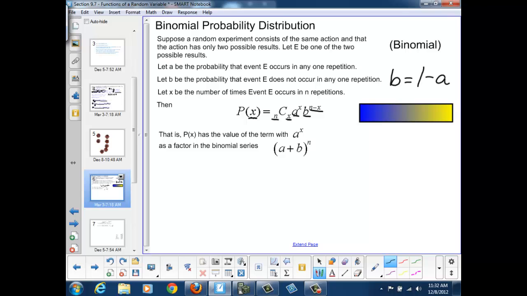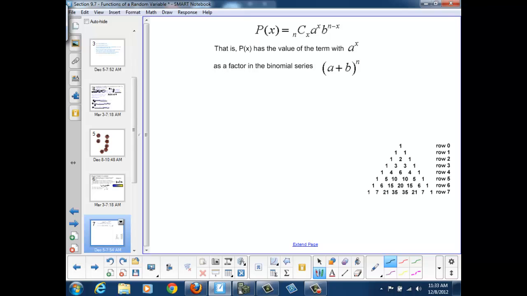Now we have this note here that the P of x has the value of the term with A to the x as a factor in the binomial series. So what does that mean? Well, let's look at our experiment again, and we will say that this binomial series here for our experiment would be 0.4, the probability of success, plus 0.6, the probability of failure, or tails, raised to the 5th.